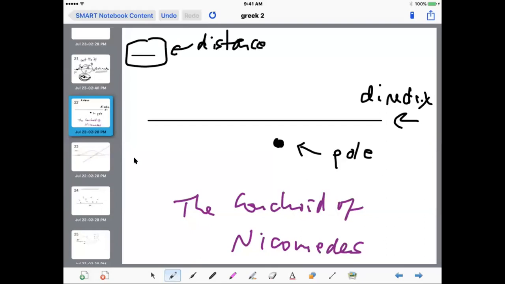The Directrix is just a horizontal line that goes on forever in both directions. But depending on where you put the pole and how big this line segment is, you'll get a different shaped curve.